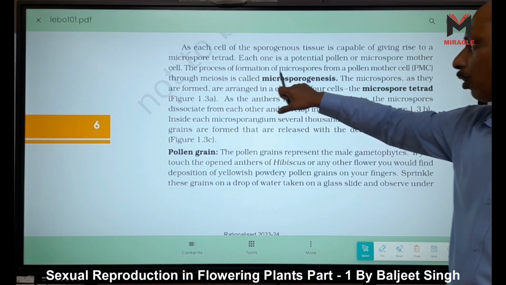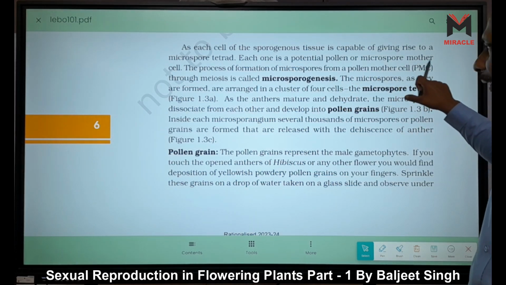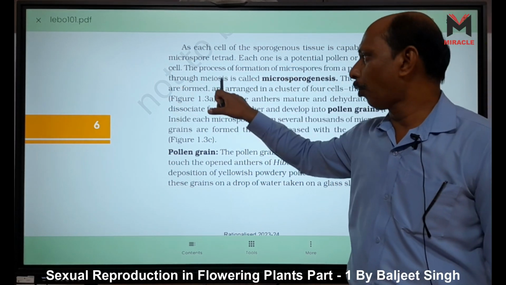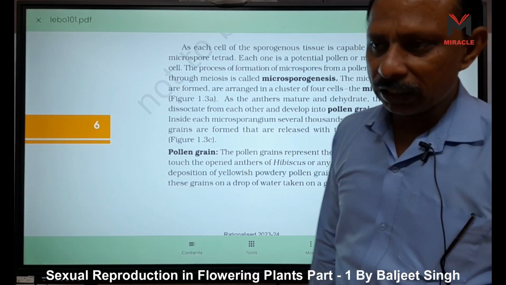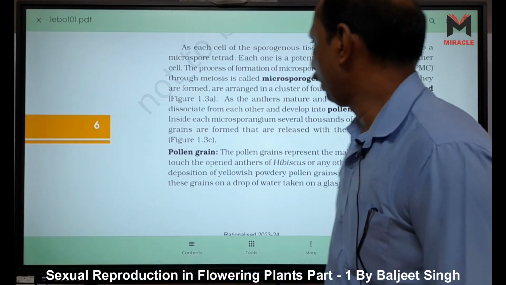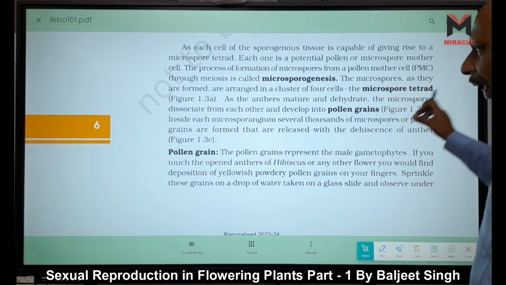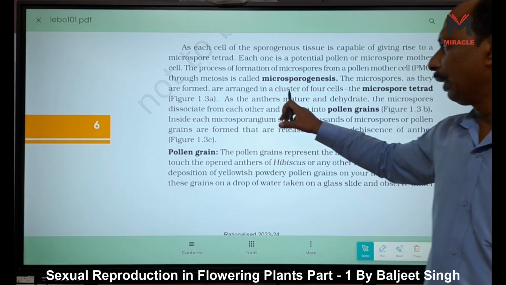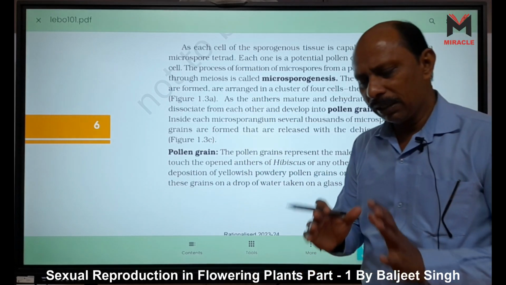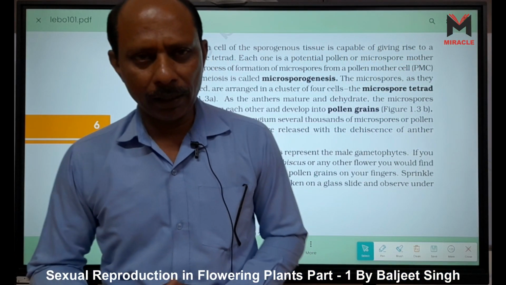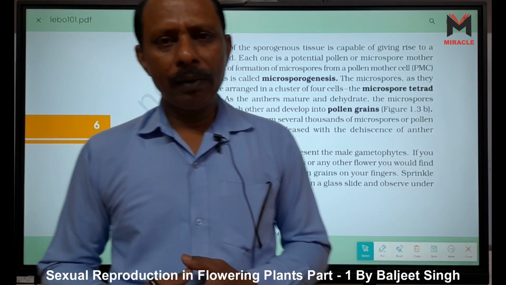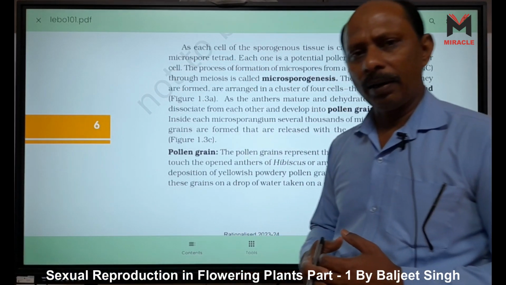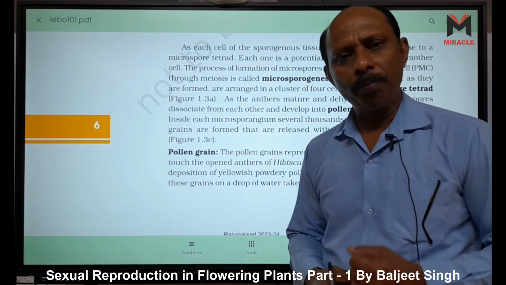The process of formation of microspores from a pollen mother cell through meiosis is called microsporogenesis. Microsporogenesis means formation of pollen grains. The microspores, as they are formed, are arranged in a cluster of 4 cells. Different types of arrangements are there. They may be tetrahedral, linear, T-shaped, or isobilateral. Isobilateral is very common in monocots.